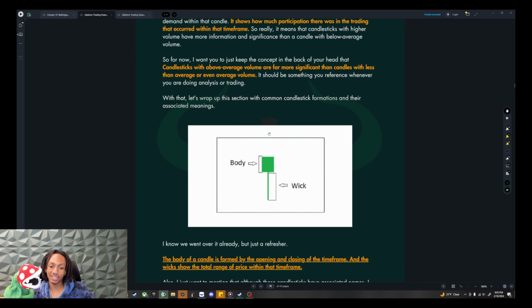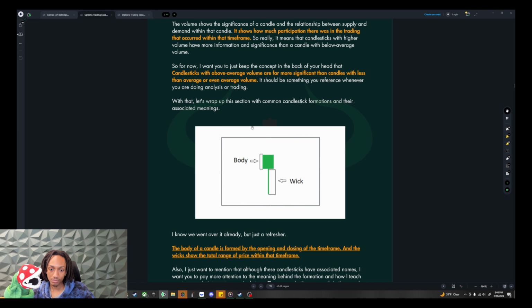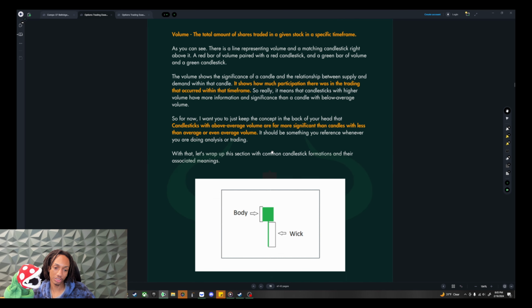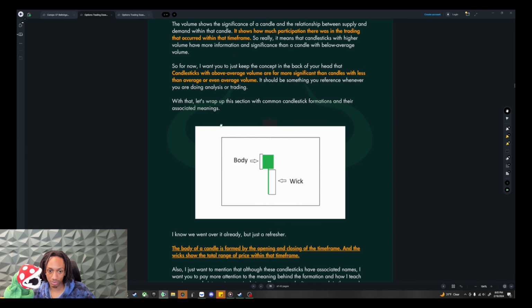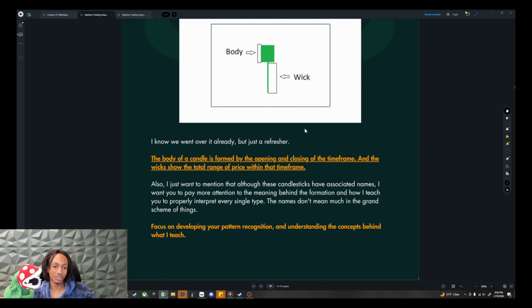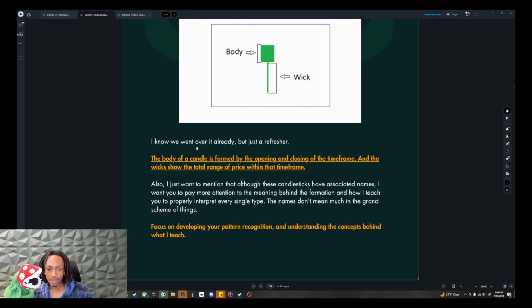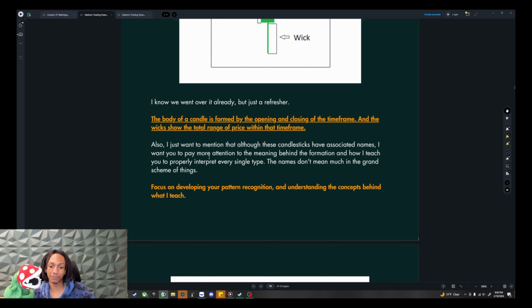There's different kinds of common candlestick formations, and they all have different associated meanings. So let's wrap it up, and I'm going to explain how different candlestick formations mean different things and how they represent supply and demand. We went over it already, but as a refresher, the body of a candle is formed by the opening and closing of a time frame, and the wicks show the total range of price in that time frame.